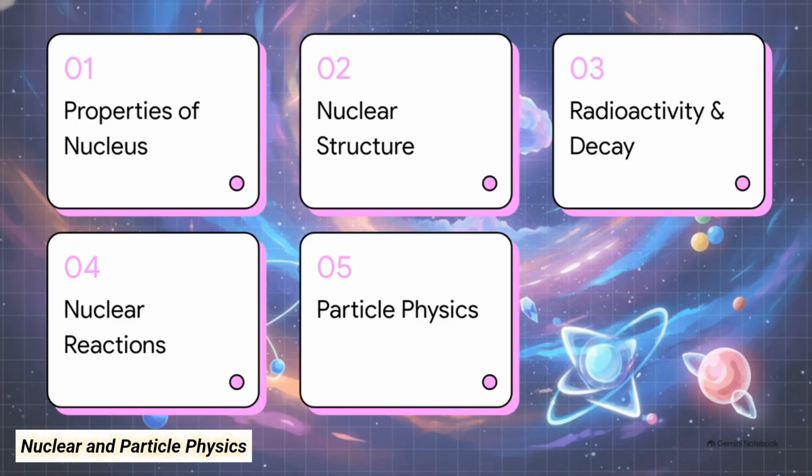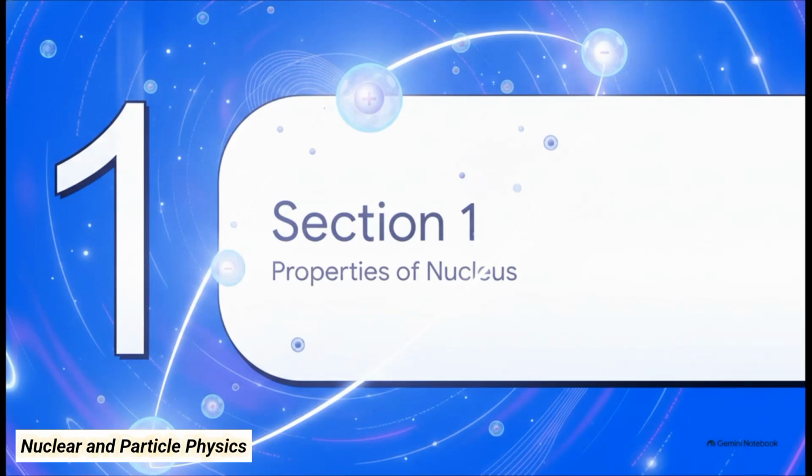Here is our 5-step cosmic toolkit for today. We're going to cover properties of the nucleus, modeling nuclear structure, radioactivity and decay, nuclear reactions and power, and finally, accelerators and particle physics. Starting things off with Section 1, Properties of the Nucleus.